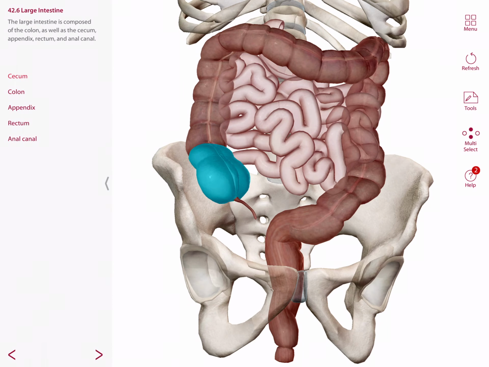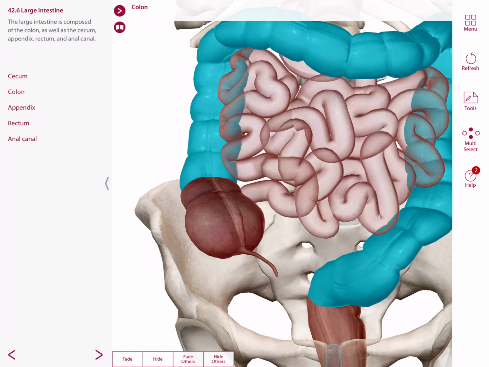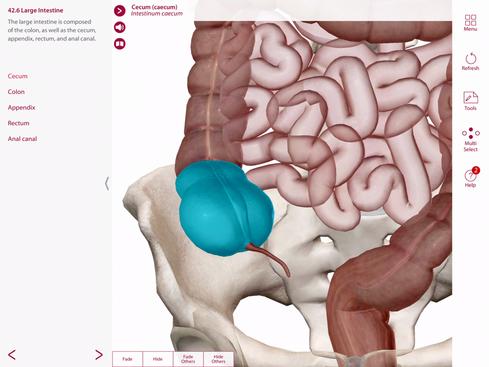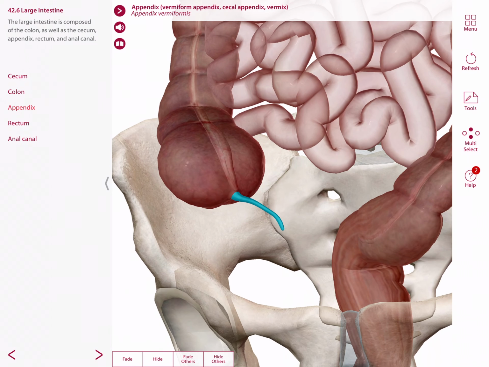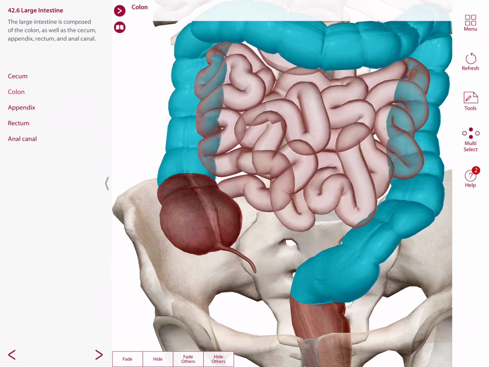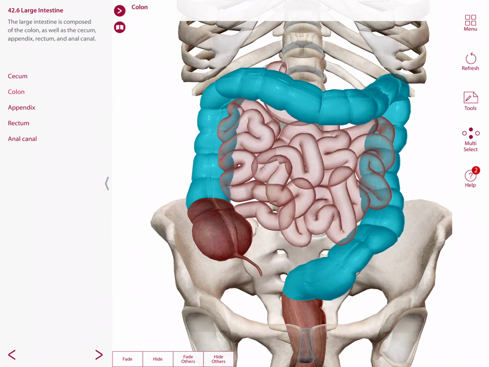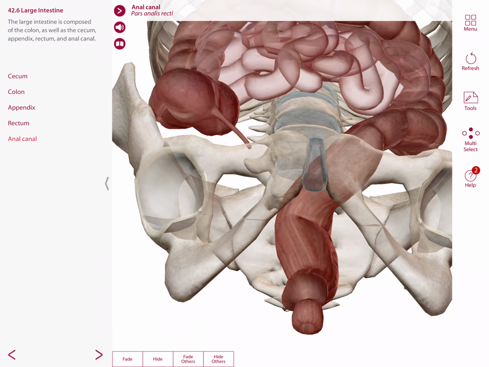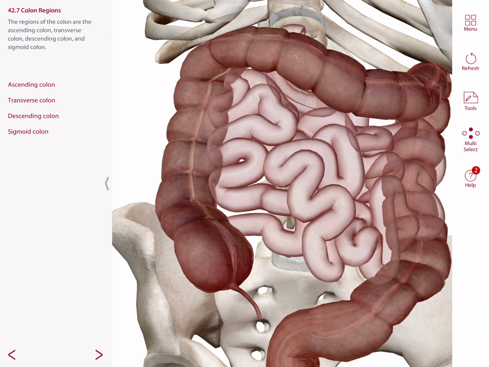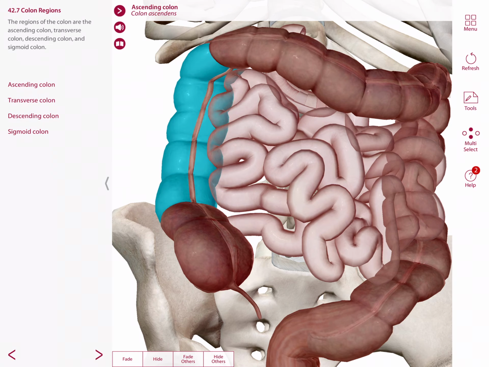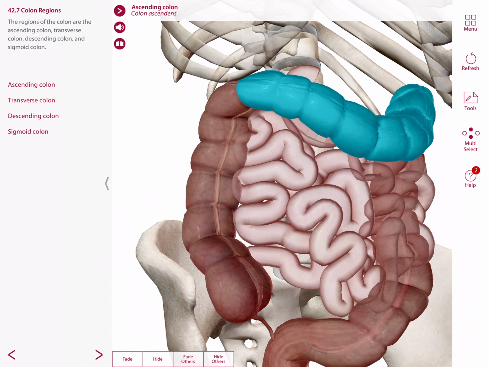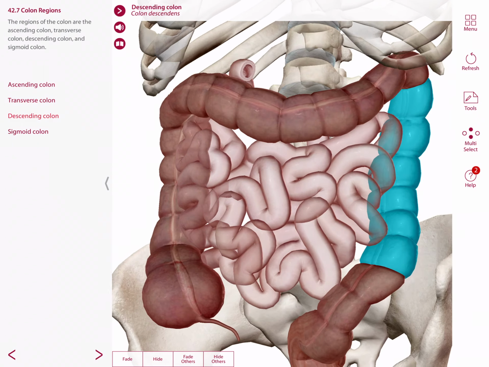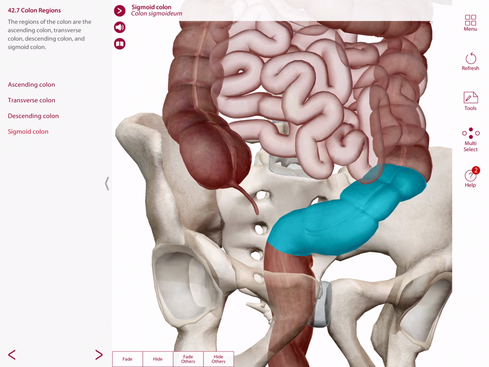Here's the large intestine. So the very first pouch you come to is the cecum. Off of the cecum, we have the appendix there. Then we have the colon. The colon we would typically divide into 3 separate regions. And then we have the rectum and the anal canal. Here are the 4 regions of the large intestine. You're going to have the ascending colon, the transverse colon, descending colon, and sigmoid colon, followed up by the rectum there.